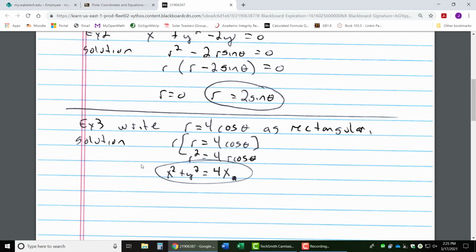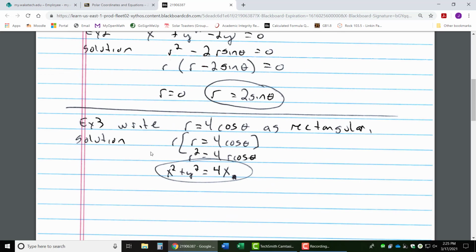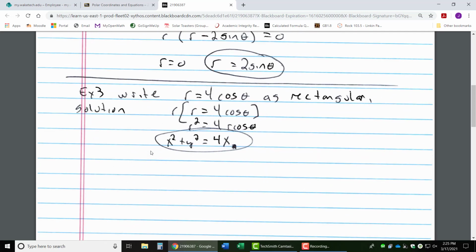All right, the next few examples are starting with polar and writing as rectangular. Now these are equations, they're not necessarily functions. So once you have made the correct substitutions, you basically stop and don't solve for y, don't solve for x, because that is just meaningless.